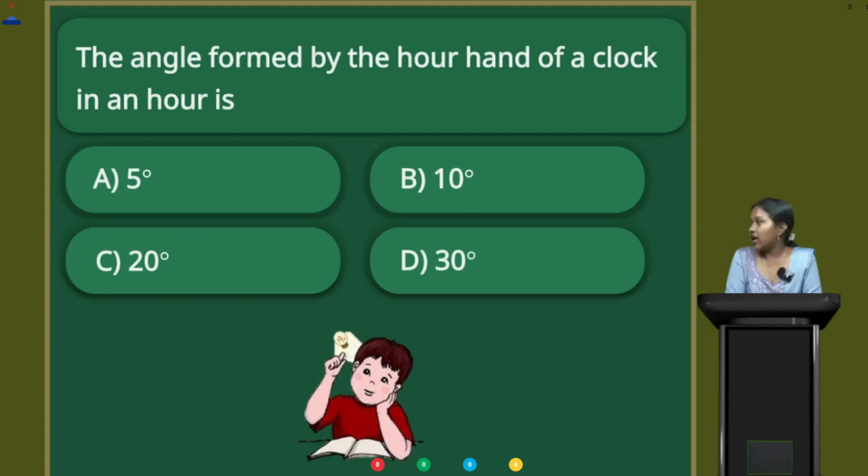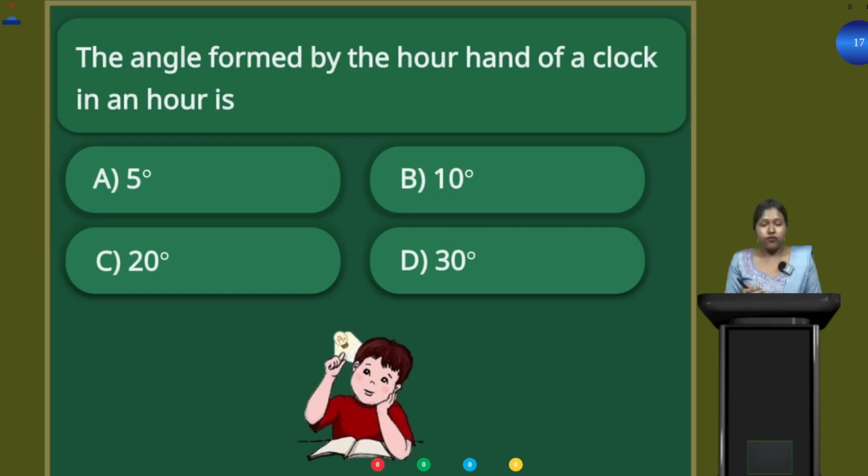Here another question time. The angle formed by the hour hand of a clock in an hour is: 5 degree, 10 degree, 20 degree and 30 degree. Let's see how many of you are able to answer. I am giving you time. All of you try this one. The angle formed by the hour hand of a clock in 1 hour. Only in 1 hour they are asking.